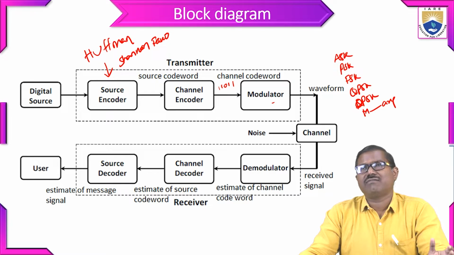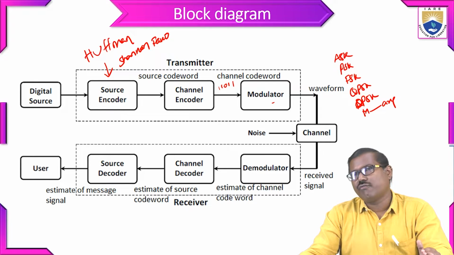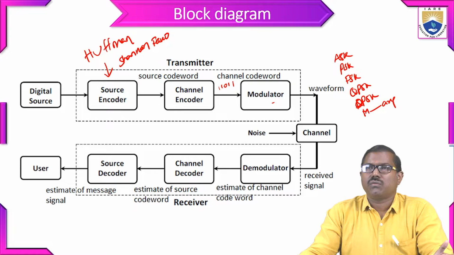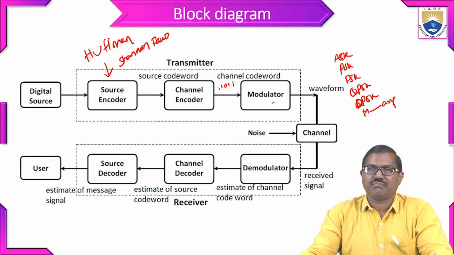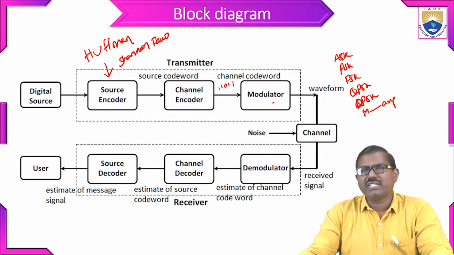After converting these bits into a waveform, it is ready to be launched into the channel. After launching into the channel, noise will add up. That is why we call it additive white Gaussian noise. This noise is going to add to our signal, and the signal is going to be corrupted.